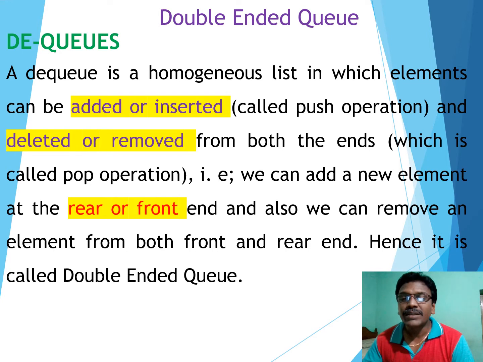The double-ended queue operations can be performed at both ends, front and rear. The front can insert and delete, and at the same time the rear end can also perform insert and delete. That's why it is called a double-ended queue or DEQ.